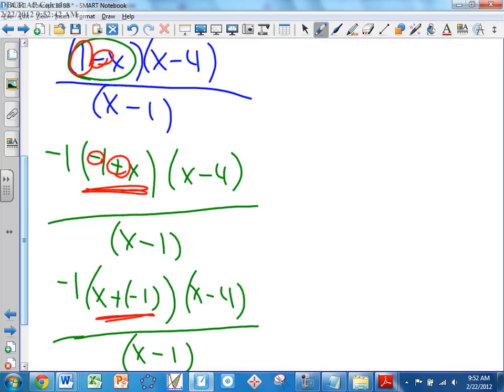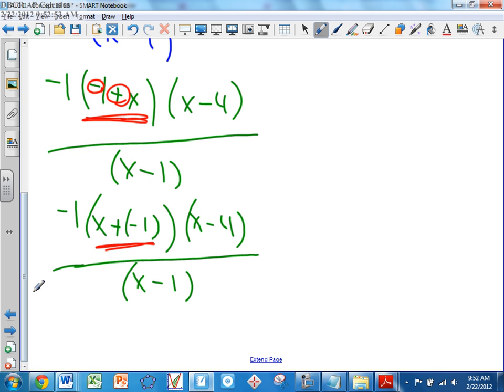Because remember, addition is commutative. 5 plus 3 and 3 plus 5 are the same. So here, I switch the order of them now. And I see that I have x plus negative 1 and I have x minus 1. Those are identical. So whenever you cancel something that is switched, just cancel and leave behind a negative 1.